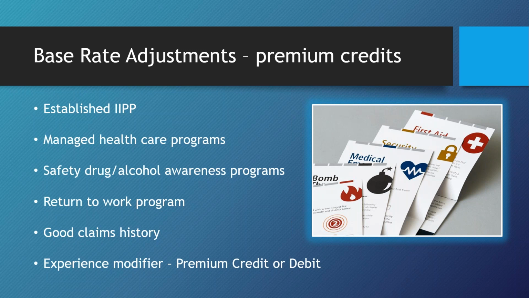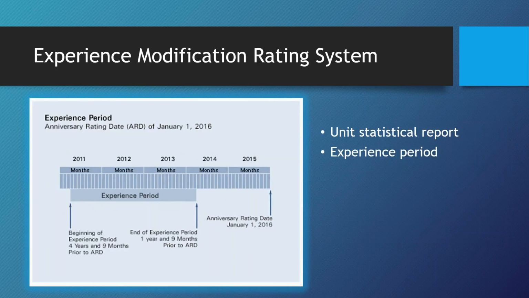Good claims history is always an important factor that can get credits applied as well. And then your experience modifier will naturally add some credit or debit, which will be to your benefit or not to the benefit. Again, we're going to talk a little bit more about that, but not all policies have an experience modifier. So let's move on.